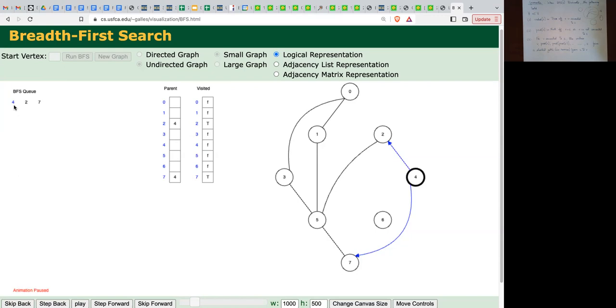Someone raised their hand. Go ahead. Was it visiting 2 first because of the fact that it's closer than 7? Good question. So closer in what sense?